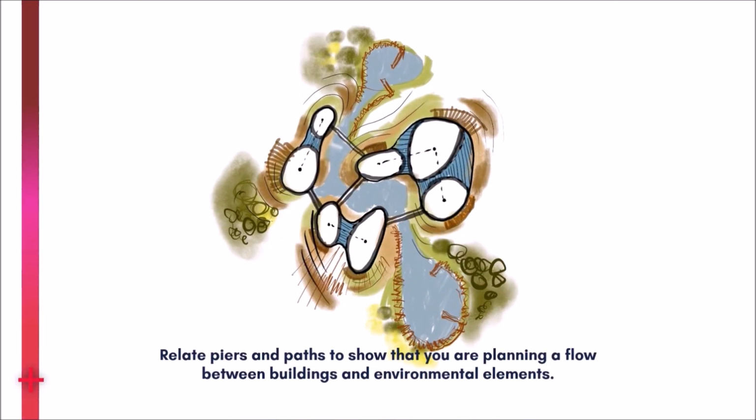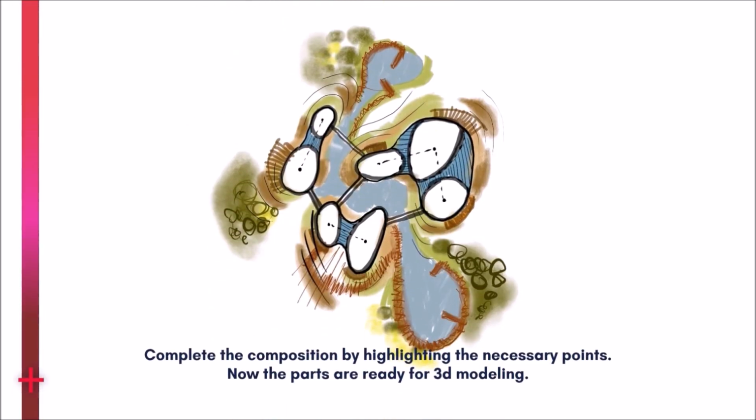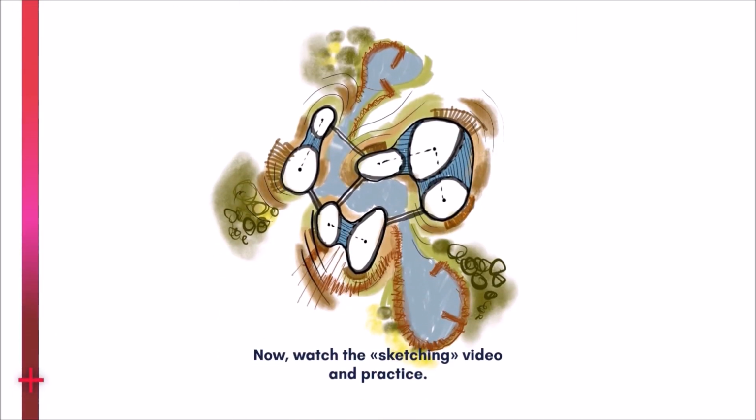Relate piers and paths to show that you are planning a flow between buildings and environmental elements. Complete the composition by highlighting the necessary points. Now the parts are ready for 3D modeling. Now watch the sketching video and practice.